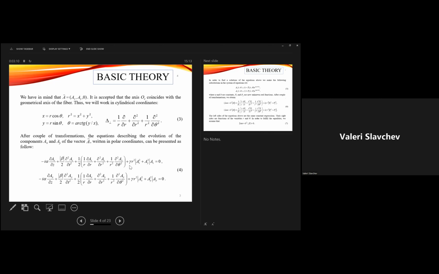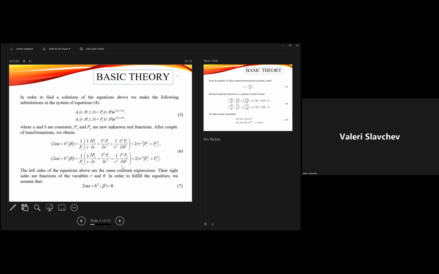We have in mind that the axis OZ coincides with the geometrical axis of the fiber. So we will work in cylindrical coordinates, which are written in equation 3. After a couple of transformations, the equations describing the evolution of the components of vector A, Ax and Ay, written in polar coordinates, can be presented as the following equation 4.